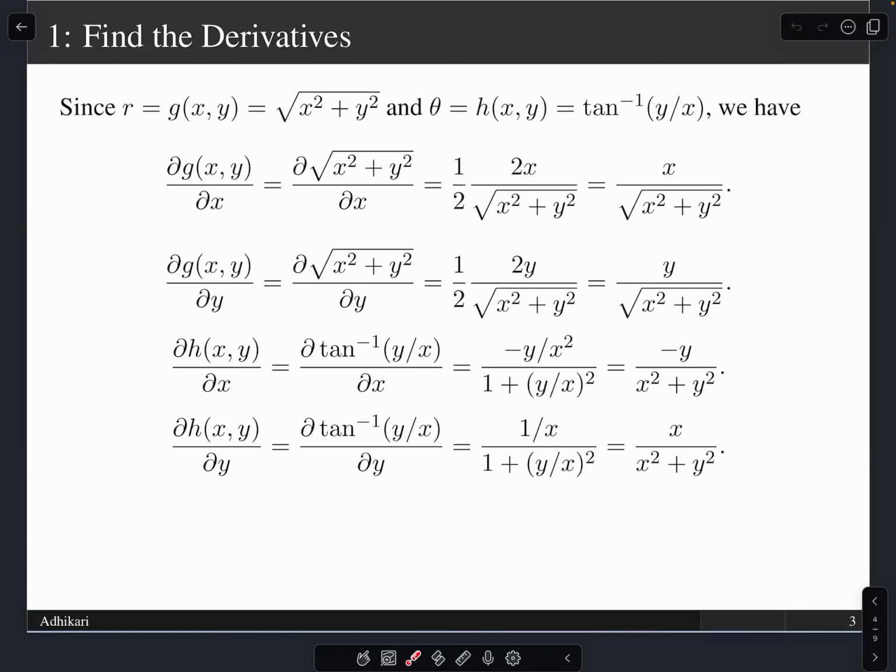So for our problem, the first step we're going to take is find the derivatives for the Jacobian matrix. So remember, the equations that we have are g of xy is the square root of x squared plus y squared, and h of xy is the inverse tangent of y by x.